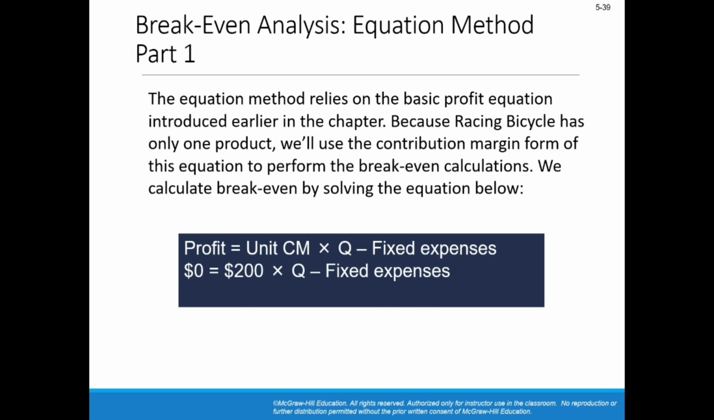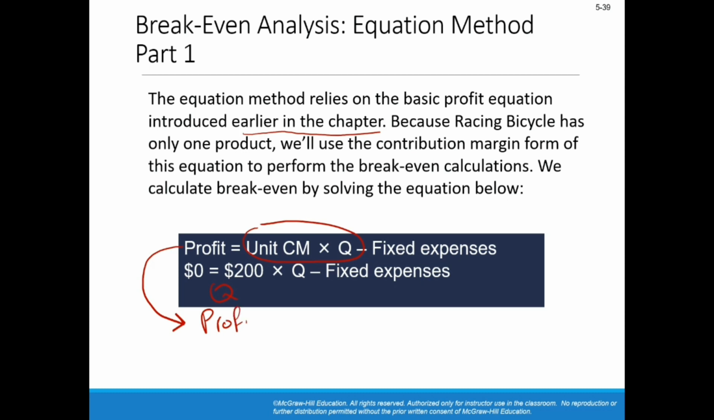Now, the equation method relies on the basic profit equation introduced earlier in the chapter. Because Racing Bicycle, or RBC, has only one product, we'll use the contribution margin form of this equation to perform the break-even calculation. We calculate the break-even by solving the equation below. Profit is equal to unit CM multiplied by Q minus fixed expenses. Here we are solving for Q. You can use the analogous equation to get into sales.